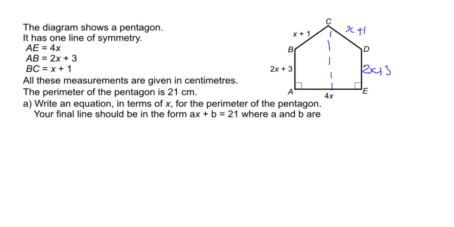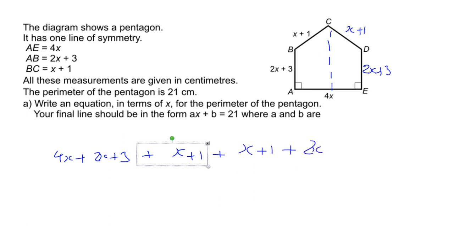So what have I got? I have got 4x plus 2x plus 3 plus x plus 1 plus another x plus 1 plus 2x plus 3, and I'm told that all of that equals 21. So how many x's do I have? Let's have a look. I've got 4 x's, 2 x's, x, and 2 x's. So that's 4, 5, 6, 7, 8, 9, 10. That's 10 lots of x.